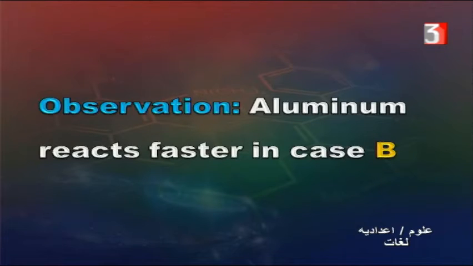What will be observed? The observation in this experiment: aluminum reacts faster in case B. But why? Because the concentration of oxygen in test tube B is higher than in the first tube. So if the concentration of a reactant increases, more collisions between reactants occur, so the speed of chemical reaction will increase.